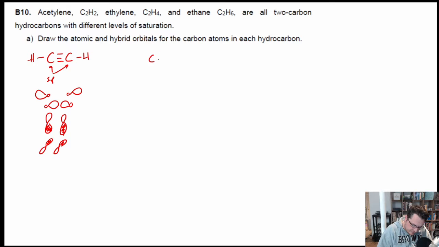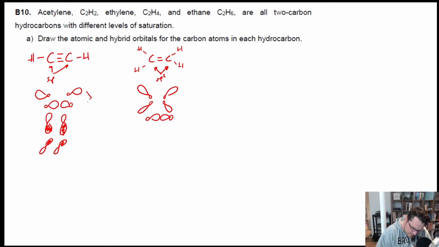For C2H4, that's a double bond between the carbons. So now each one of those carbons has 3 sp2 hybridized orbitals in these cases. And the way that looks is that you have the little balloons that are pointed towards the hydrogens, and balloons that are pointed towards themselves. So these are all the sps, and these are all the sp2s. And then now you have one pi bonding interaction in between those. So those are the pi's.